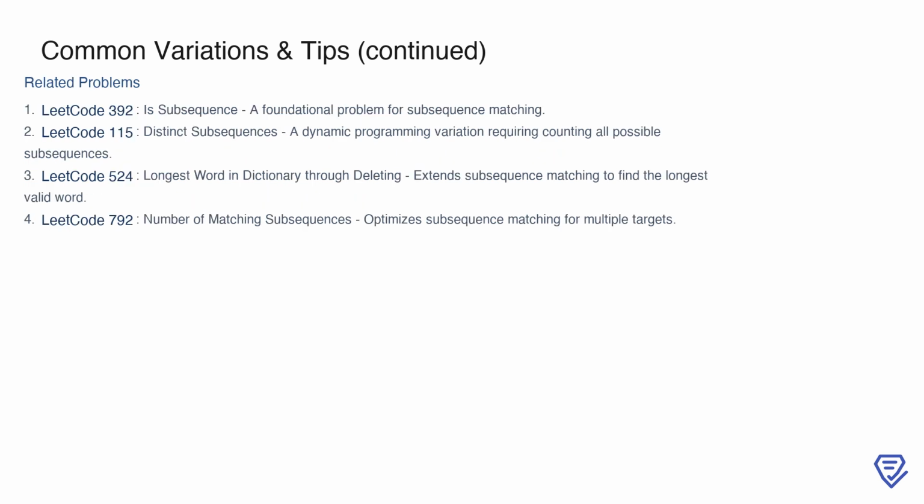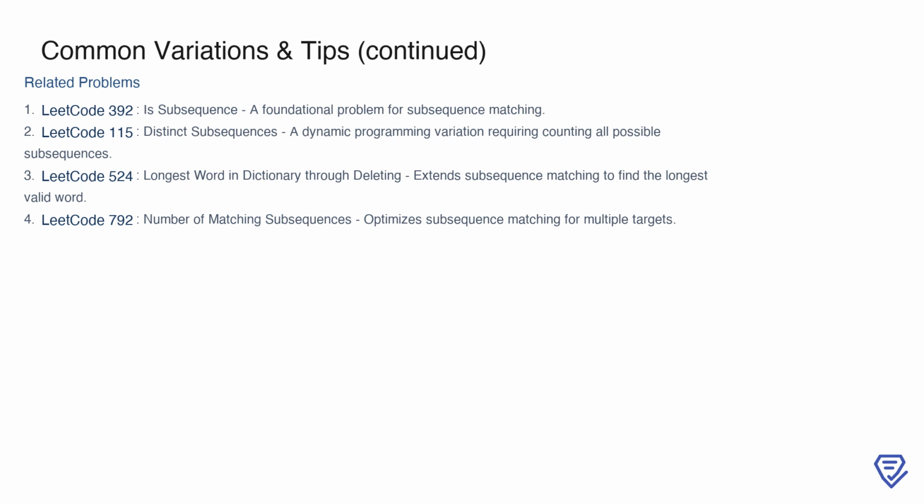This problem also connects to several related problems, which can help reinforce your understanding of subsequence matching. For instance, LeetCode 392, titled Is Subsequence, is a foundational problem that introduces the core concept of subsequences. A more advanced variation is LeetCode 115, Distinct Subsequences, which requires counting all possible subsequences using dynamic programming.